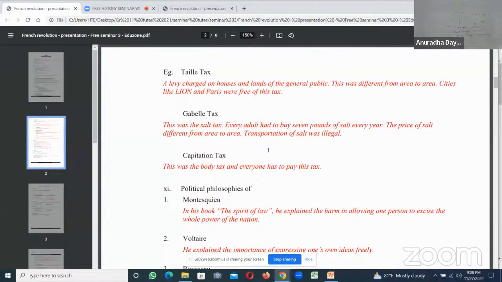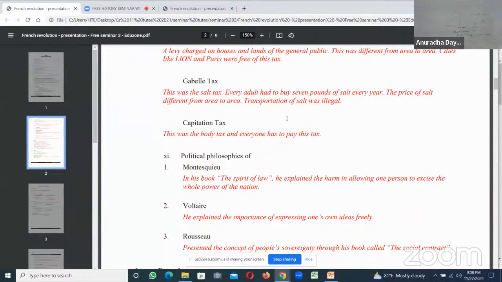And the other person, Rousseau. What did Rousseau tell? He presented the concept of the people's sovereignty through his book called The Social Contract. So what is the people's sovereignty? The ability of changing the government. The ability of kicking out a king if he's a corrupt person. So that power should be with the people, not in the hands of God.